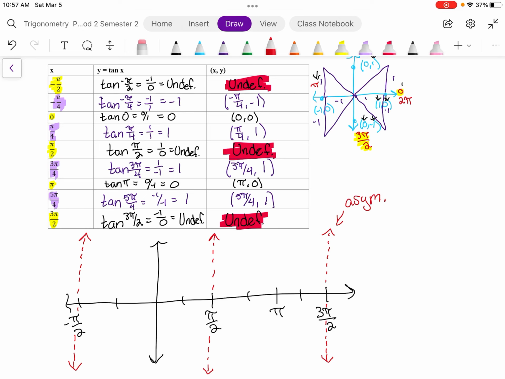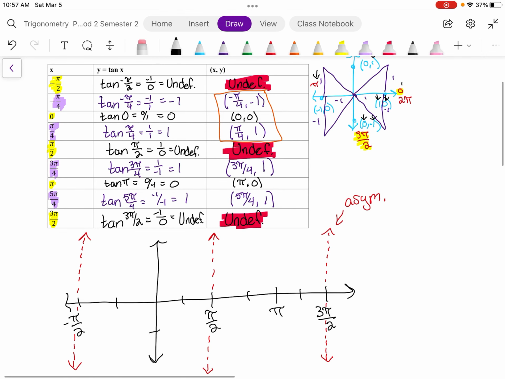Now that we have those drawn in, we can plot our other coordinate points. So tangent of negative pi over 4 is negative 1. If we add those coordinate points on our graph, it would be negative 1. Tangent of 0 is 0. And the tangent of pi over 4 is 1.